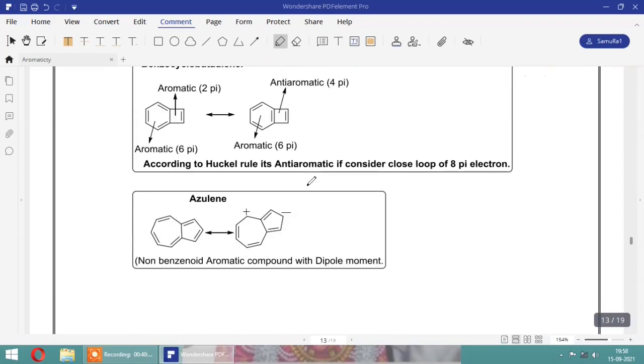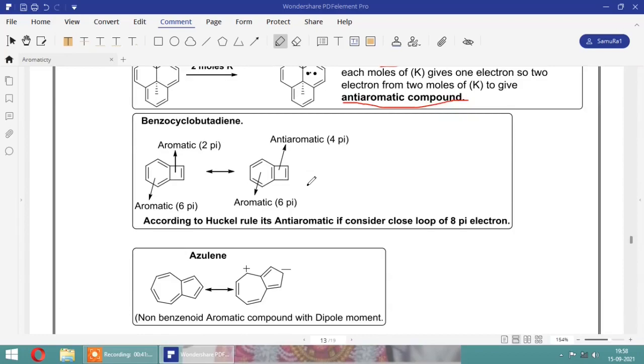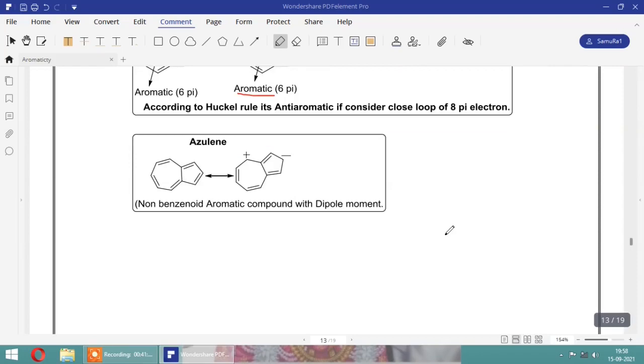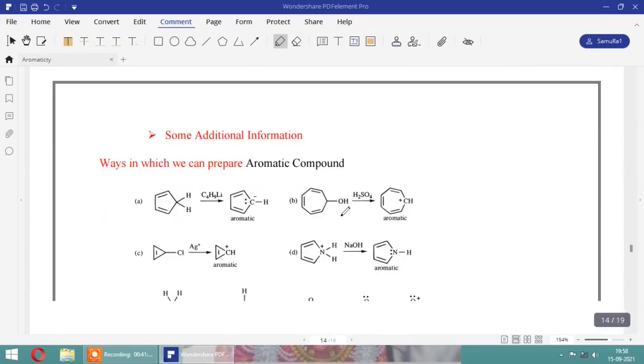Now you take benzocyclobutadiene, where this is aromatic, 6 pi electrons, 2 pi electrons, according to Huckel's rule. But when resonance occurs, this is aromatic, whereas this one is antiaromatic. According to Huckel's rule, it is antiaromatic if we consider the closed loop of 8 pi electrons. Now we take azulene, a non-benzenoid aromatic compound with a dipole moment. Some additional information: ways in which we can prepare aromatic compounds.